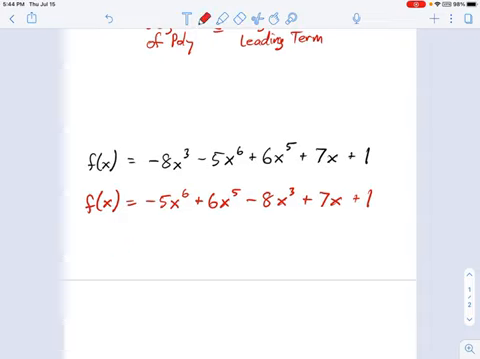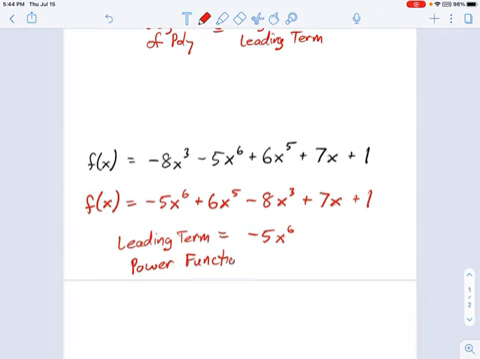So I would say my leading coefficient, or you know what, let's start with the leading term. Leading term is negative 5x to the 6th. It's just whichever term has the biggest exponent. And remember, this is also called the power function. We'll be using power functions a lot in this unit. The constant, right, that's the one with no x attached to it. That's just the number 1.